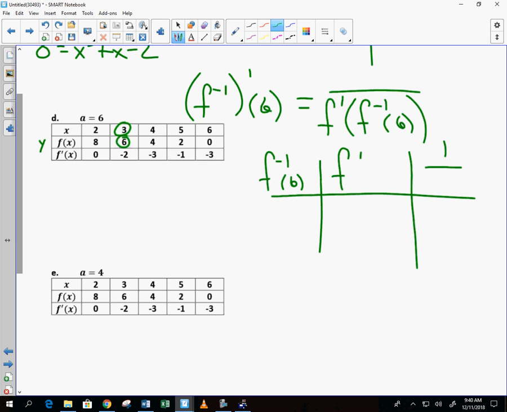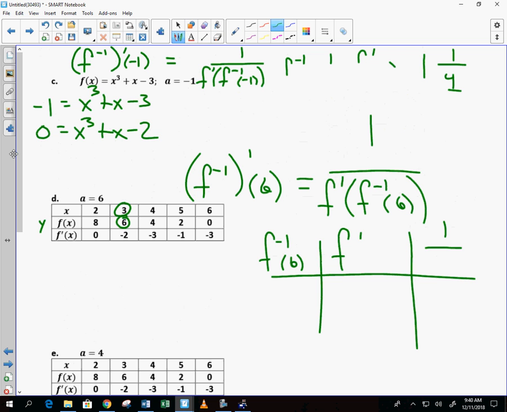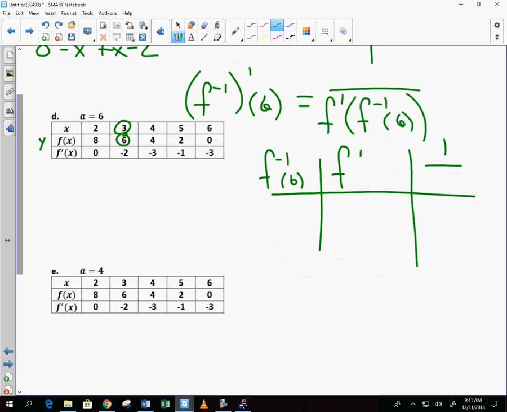I found the 6. I got to find 6 for the y value. Notice how on the last one, look at what you just did. You had a -1, so you plugged in -1 for the y value. You found the x value. So 6 is the y value. Find the x value. The x value is 3. What do we do with that? We find the derivative at 3. What's the derivative at 3? -2.